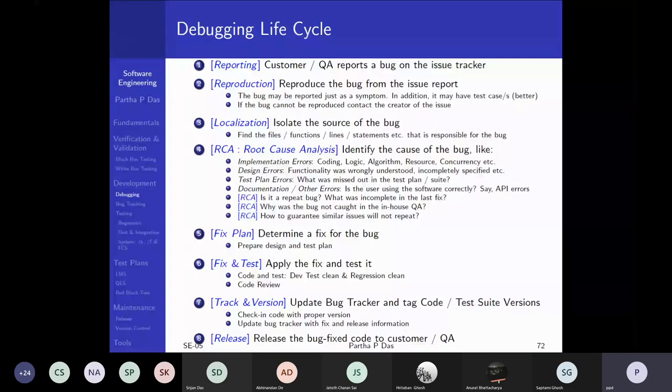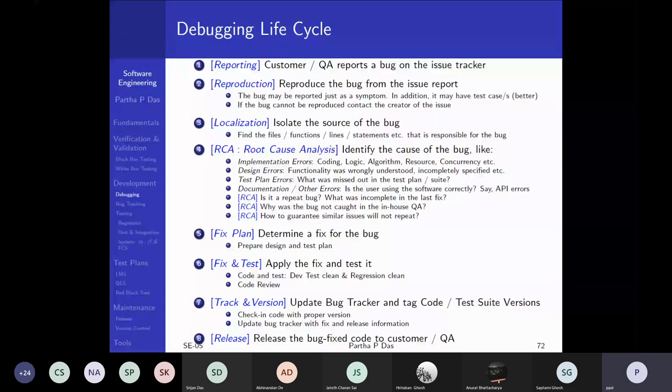So you update the issue tracker, the bug tracker, and you tag the code for version. I will talk about what that literally means. It's basically that you have to remember you have now created a new version of the software. Because in the earlier version that bug exists, and in this version the bug does not exist, right? So you have to tag it properly and so on. And then finally make the release, which possibly will be done by the release team or the QA and so on.